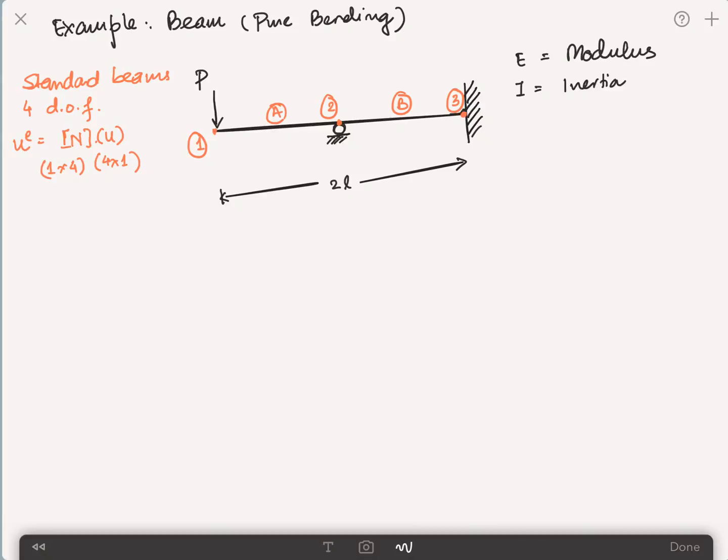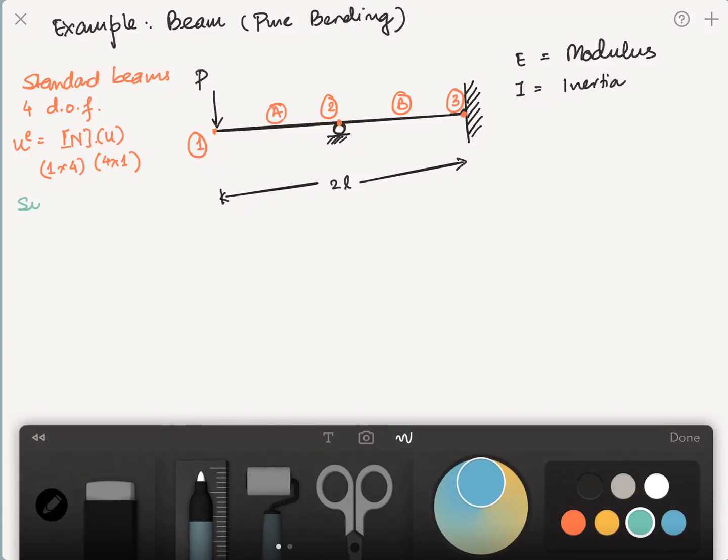If I have 3 nodes, that means if I have 4 degrees of freedom in one element, and there's one node which is shared between the 2 elements, that means in the system the total degrees of freedom are 6. That means u^e is equal to N times U, where N is 1 by 6 and U is 6 by 1. So this is my total. I'm just writing it like that, but you know that the displacement behavior has to be actually defined only for an element, and the rest is just derived or extrapolated from there.